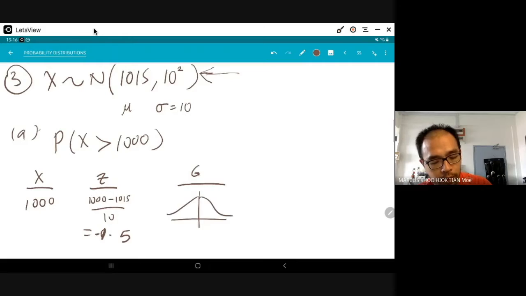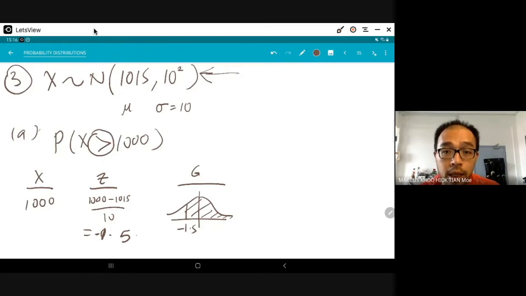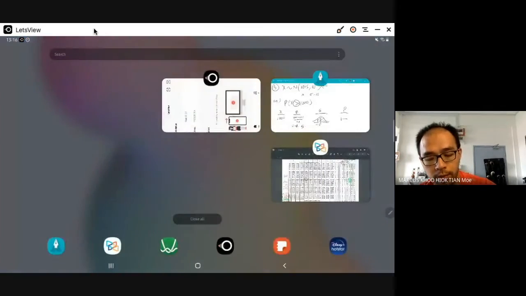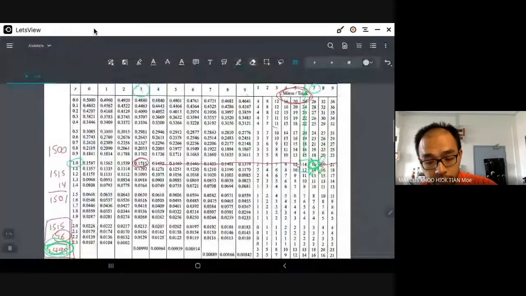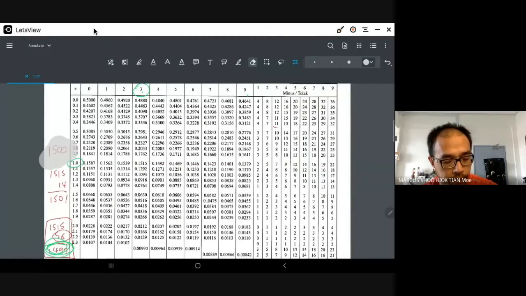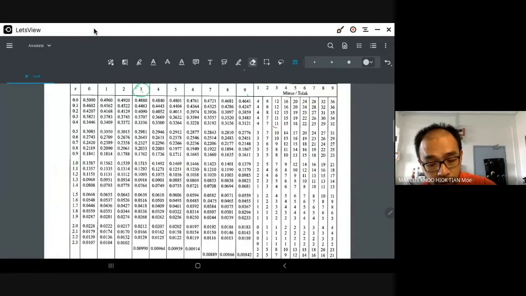So, graph. Ta-da! Negative 1.5 is on the left side here. Where do we shade? The greater side. So here. Okay, if you shade like this, you know that the probability is 1 minus, we read 1.5. Okay, let's read 1.5. Every time I come back to this table, I will have to erase everything. Okay, 1.5, very easy. 0.06.